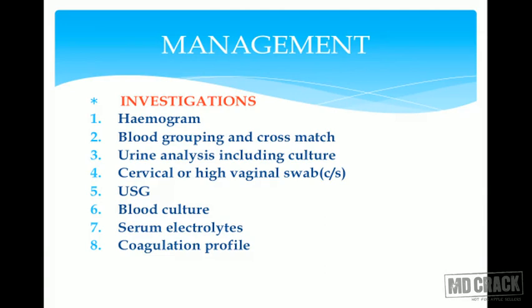We should send a cervical or high vaginal swab to know which kind of bacterial infection or any other infection we are dealing with. Depending on the growth, we will be in a better position to select the proper antibiotics for our patient. Ultrasound to detect the size of the uterus, what the contents are, and whether any pelvic abscesses have formed. So ultrasound will guide us on the spread of the abortion or septic abortion.